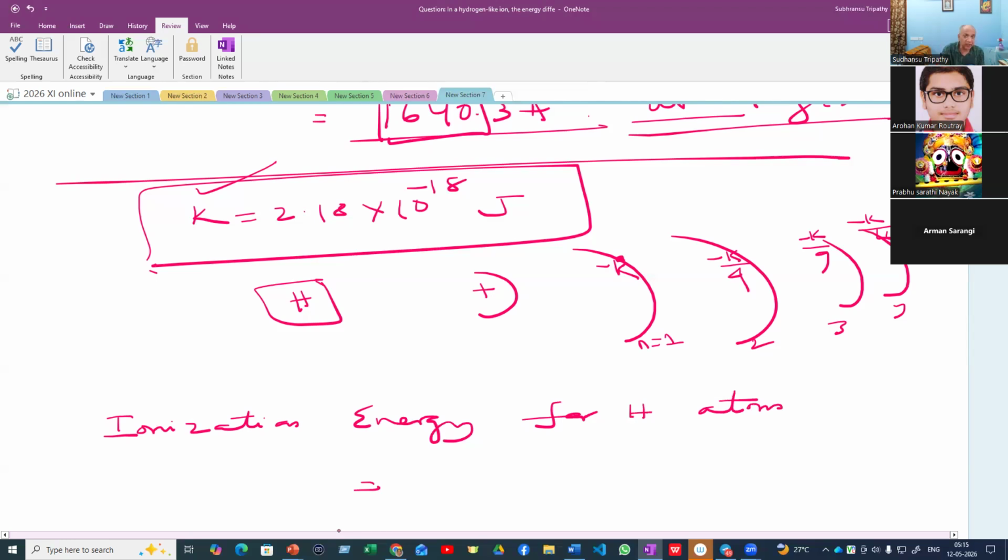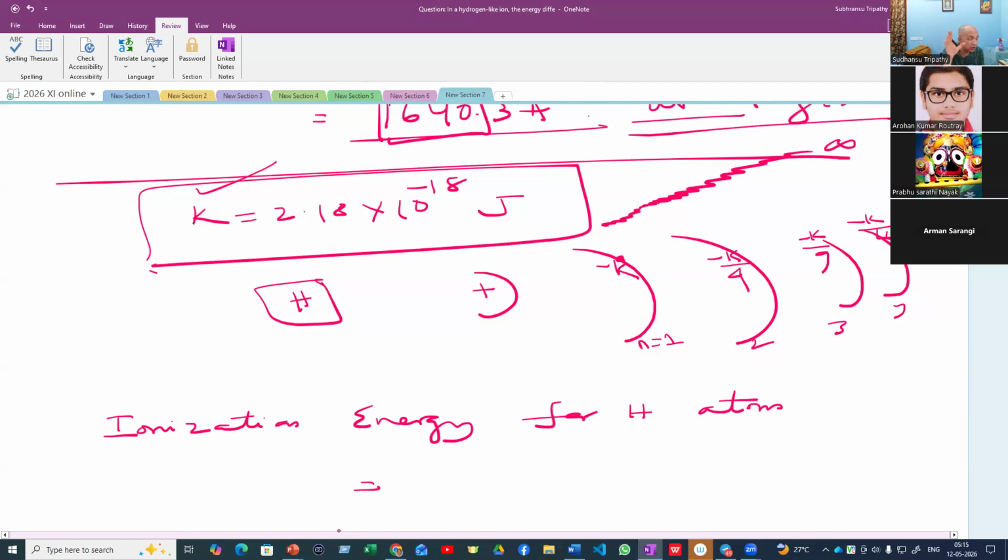Now, this is the concept. While bringing the electron from infinite distance, more and more attraction will happen, and while it settles down in the ground state in the first shell, overall it has lost K quantity of energy. Since it has lost K quantity of energy, its energy value is minus K.